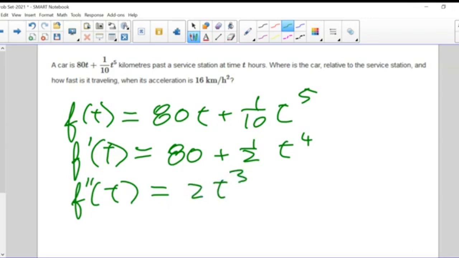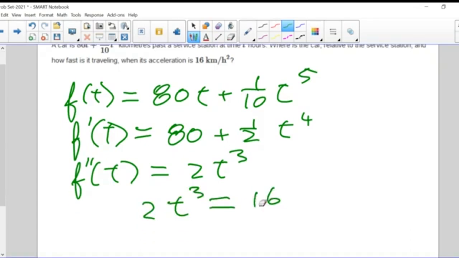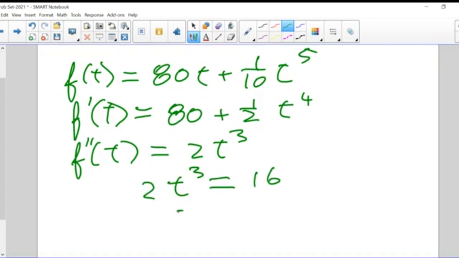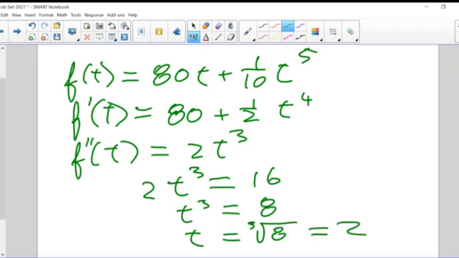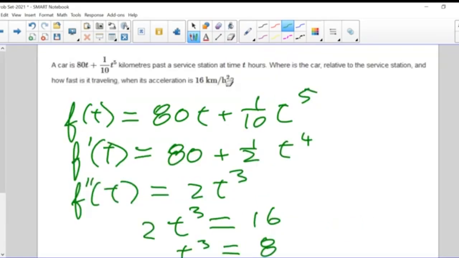I'm going fairly quickly because we're running out of time. So just make sure you can get those derivatives on your own. That's my acceleration function. And it does say when acceleration is 16. So don't put 16 in for t. Set the function equal to the 16 and solve for t. Okay, so let's divide through by 2, which is 8. And let's find the cube root of 8, which of course is 2. So it means that at 2 hours, my acceleration was 16 kilometers per hour squared.